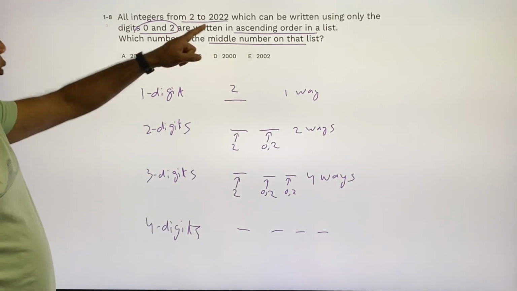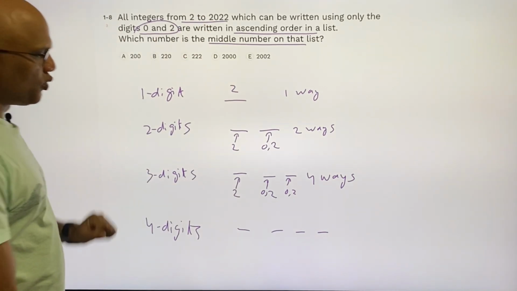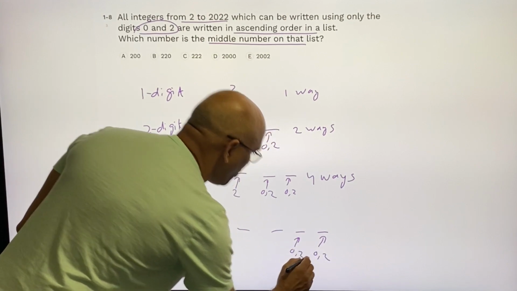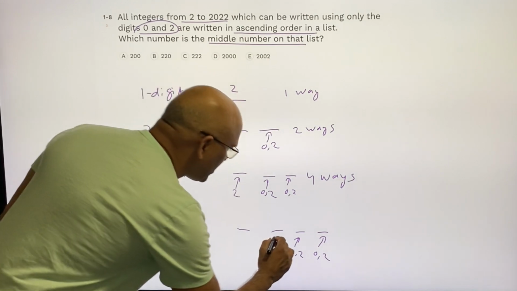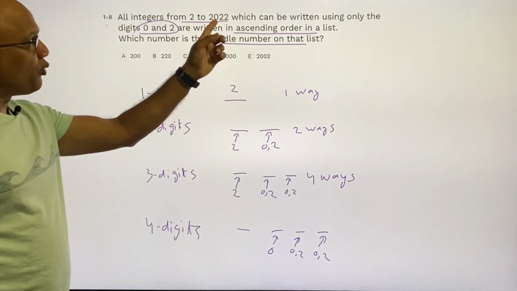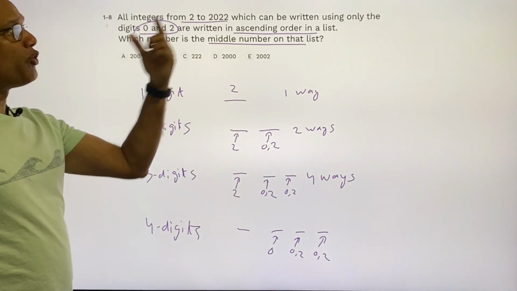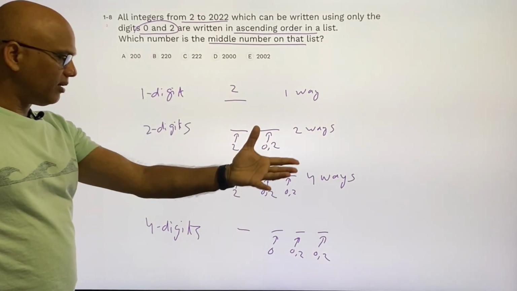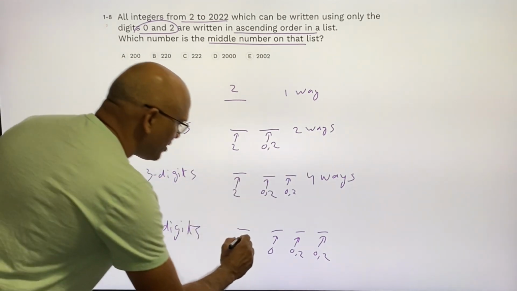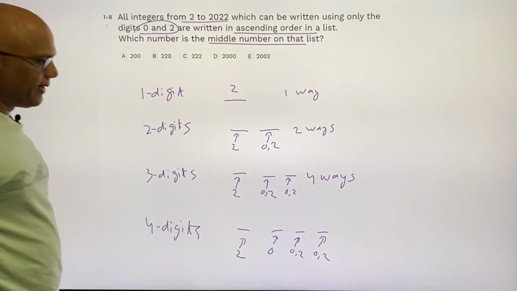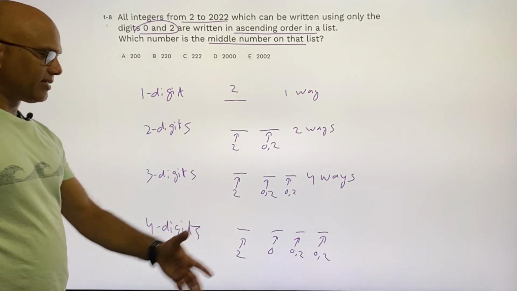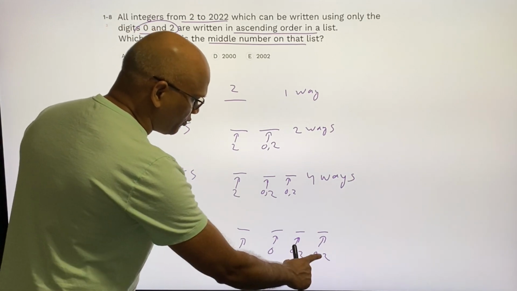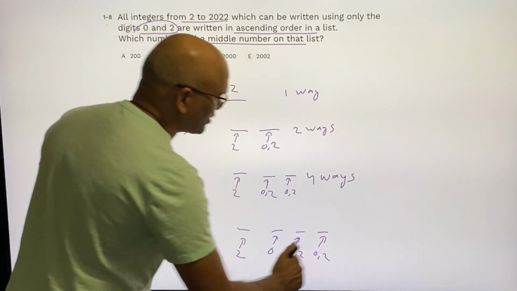Okay, so here we want to go until 2022. So again, this can be 0 or 2. This can be 0 or 2. Here it can be only 0, right? Because I cannot have a 2 here. If I have 2 here, that is going to be bigger than this number, and we want to go until 2022, not more than that. Here this can also be only 2, because if it is 0, then it's going to be less than 4 digit numbers. So this is 2 times 2 times 1 times 1, so this is 4 ways.